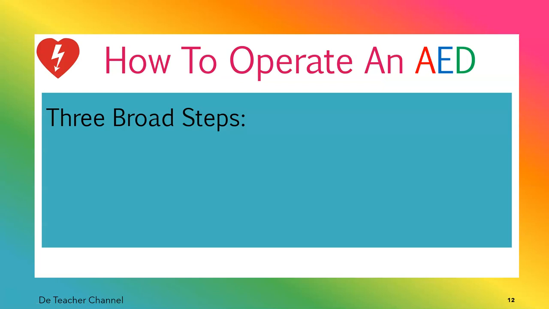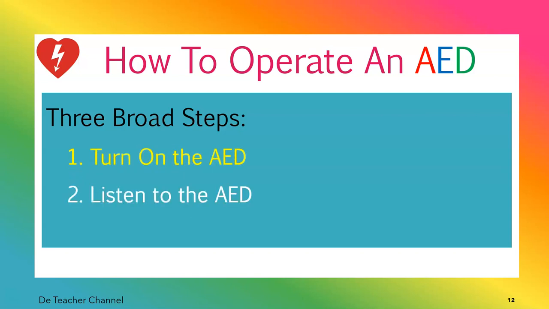How to operate an AED: three broad steps here. Turn on the AED, first action. Action number 2, listen to the AED, obey or follow the AED prompts. Simple. Okay, turn it on. Listen to the AED. Obey. Follow. Just simply follow. Whatever the AED tells you to do, do it. Don't question the AED. Okay? AED is computerized. It has intelligence. It doesn't make mistakes.